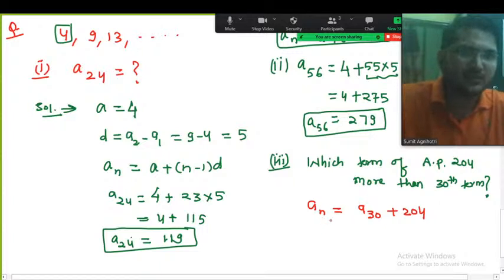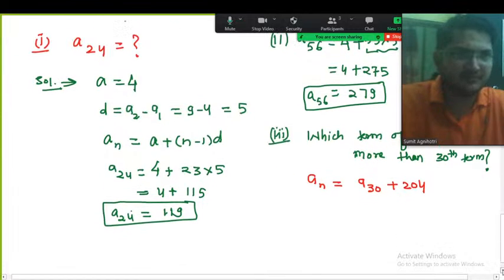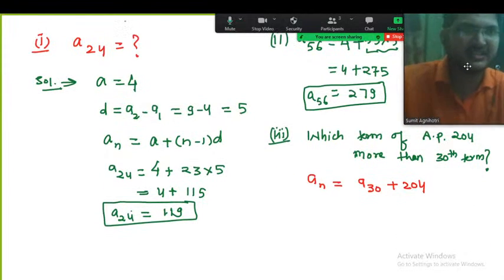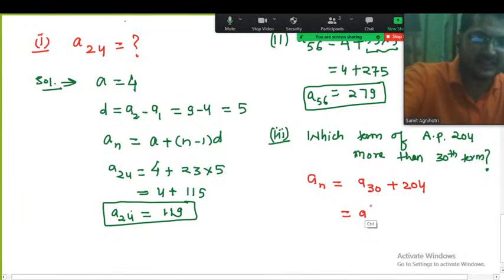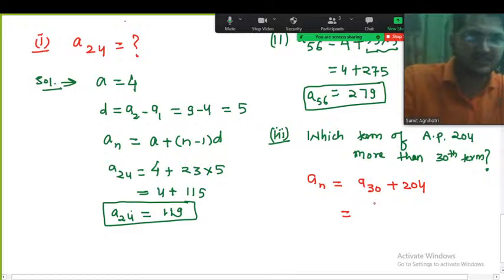And first we need to decide which term is the 30th term. First we need to find out the 30th term, and we can do it because we know the formula: the nth term is a plus (n minus 1) d, so the 30th term is a plus 29d.